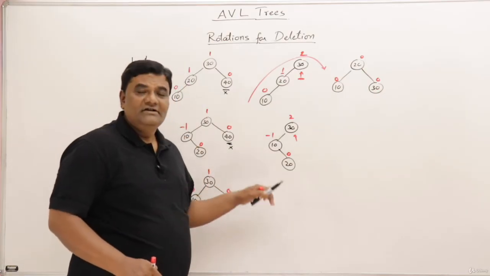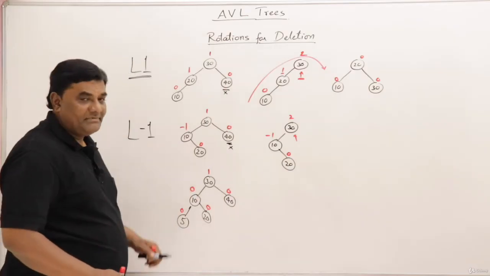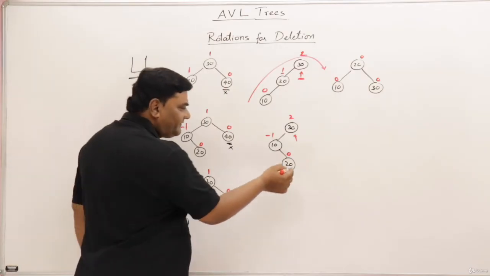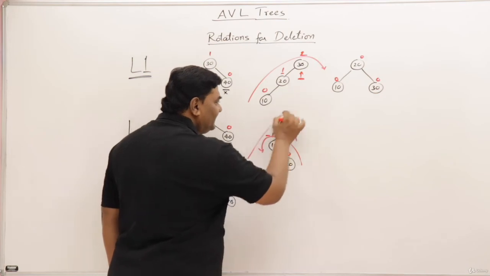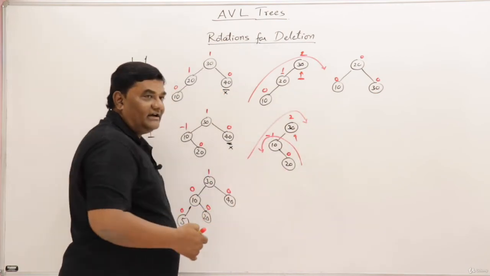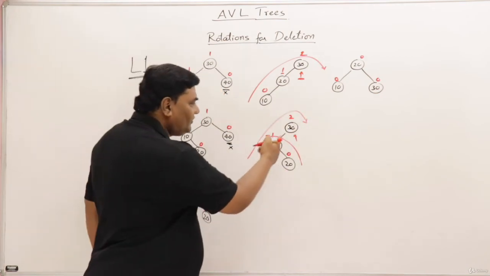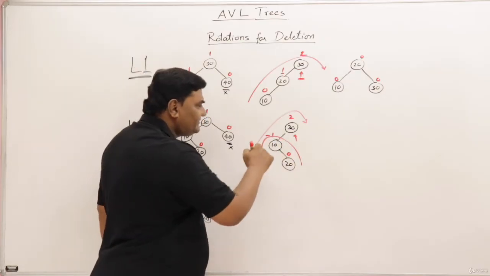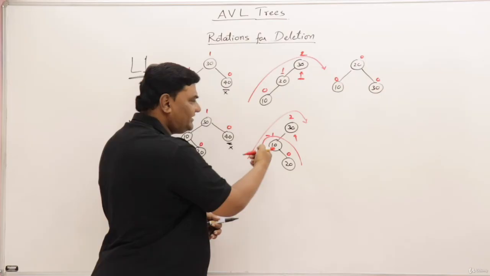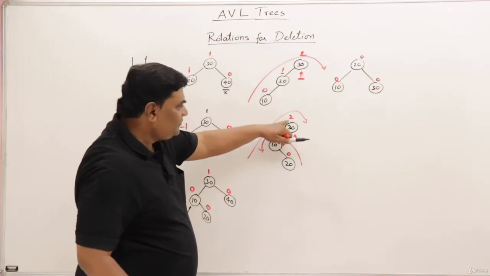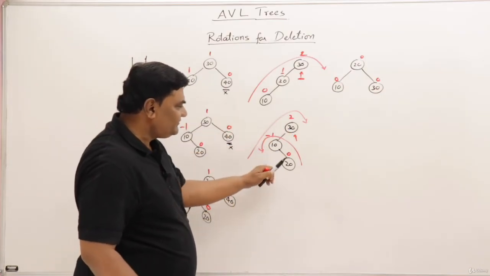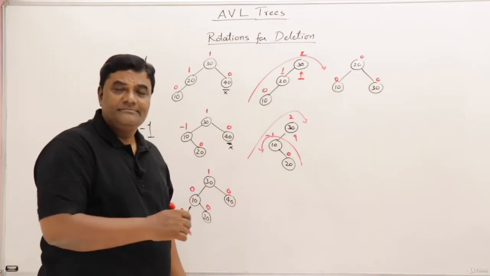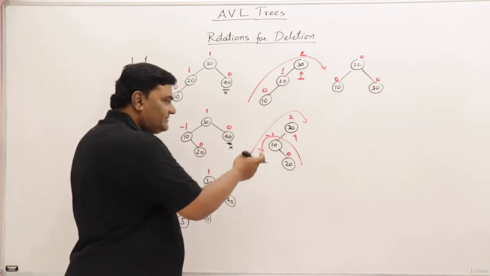It is minus 1. So this is L minus 1 imbalance. Which rotation should I perform? First this one, then this one. So this is LR rotation. It is heavy because of left right, isn't it? Why right? Because this is minus 1, so it is right side heavy. This is positive 2, so this is left side heavy. This is negative 1, so this is right side heavy. So perform LR rotation. This is a double rotation.